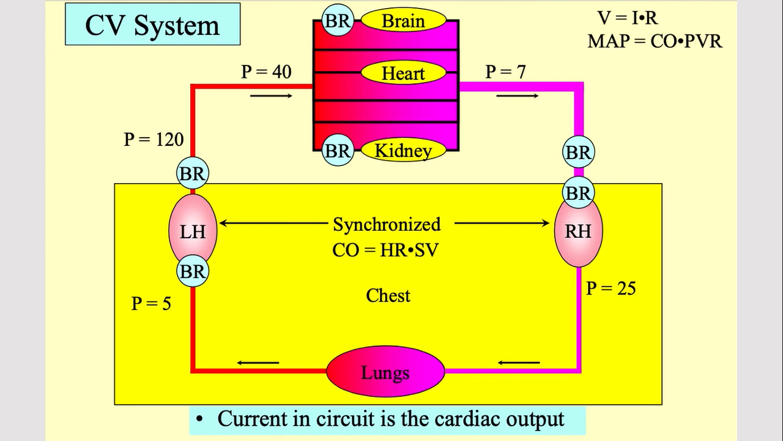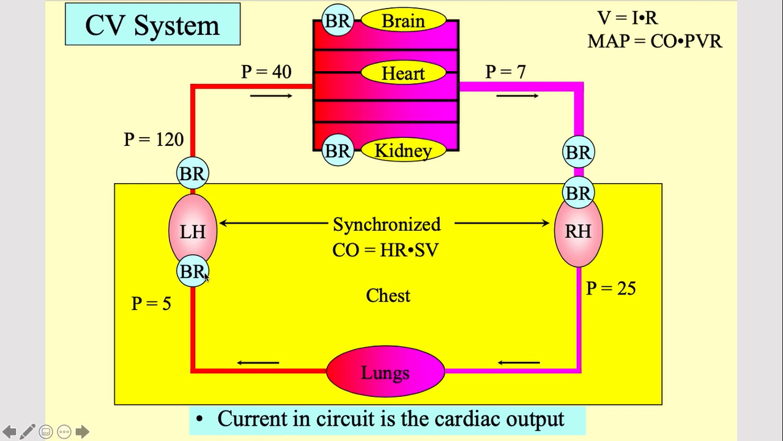So let's use this diagram, which kind of looks like a circuit, right? Remember from physics, we have a circuit. You can think of the cardiovascular system as a closed circuit, where it branches off in the systemic circulation after the left heart, and it branches to the heart, the brain, the kidney. You can think of all of this as being in parallel. And then everything collects back up into the venous system, goes back to the right heart, and then to the lungs to be oxygenated, and then back to the left heart.